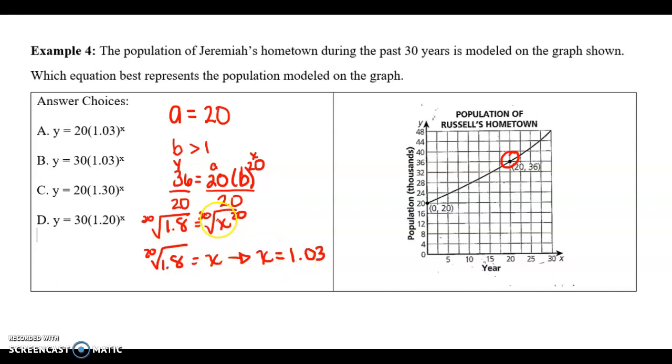Okay, so somehow my x or my b magically changed to an x. Sorry about that. It's a super habit because we're always used to solving for x's, but this is really my b value. So when I plug it into my general form, f of x equals a was 20, times b, 1.03 to the x power. So here, my answer choice is A.